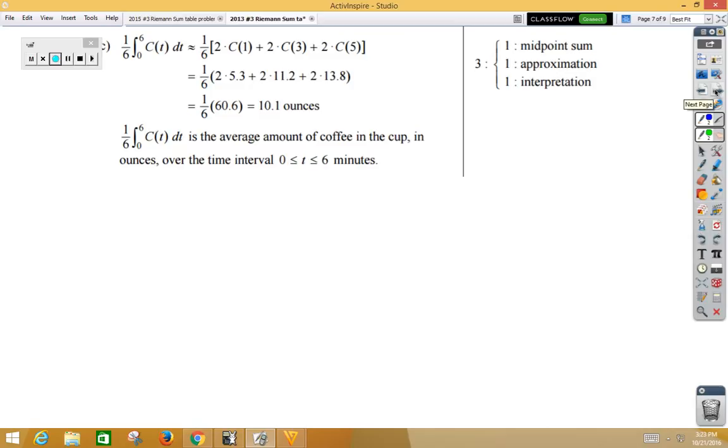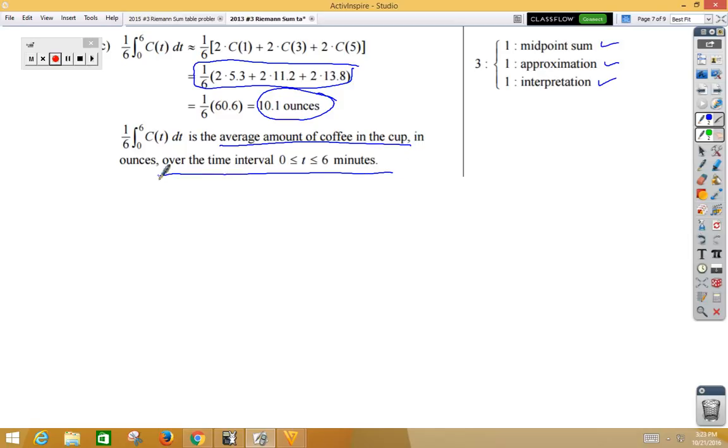Notice 1 point for the midpoint sum, that would be this piece here. 1 point for the approximation, 10.1 ounces if you calculated that. And 1 point for the interpretation: the average amount of coffee in the coffee cup over the time interval.